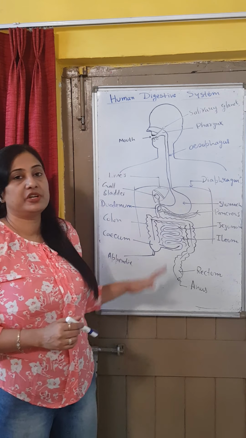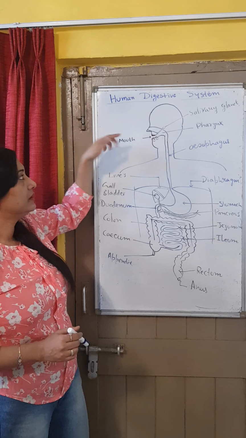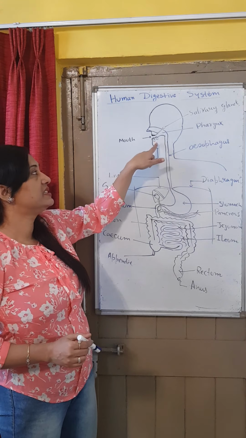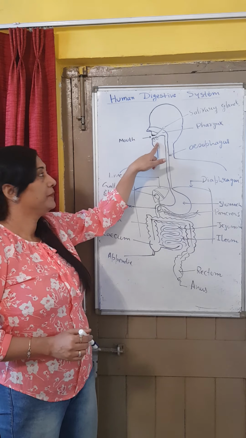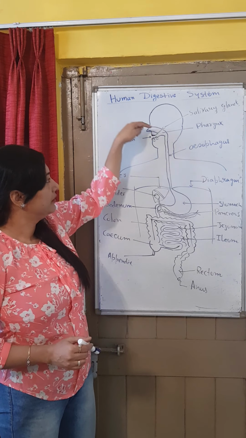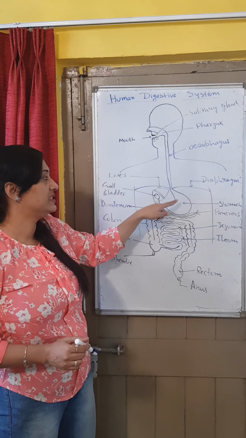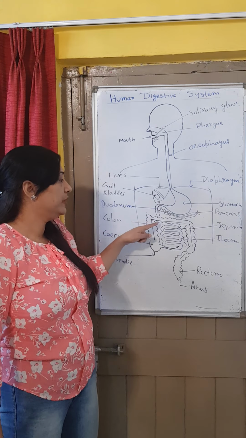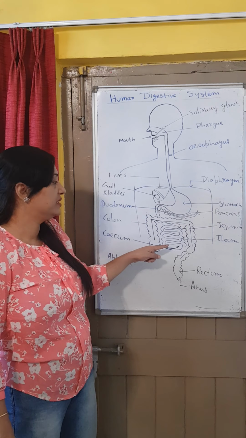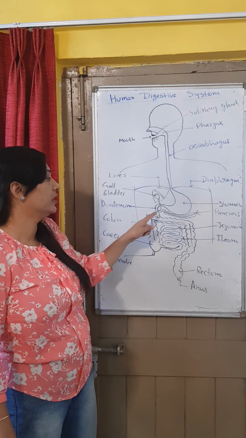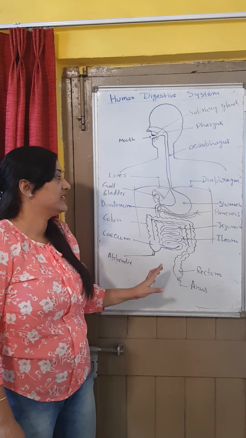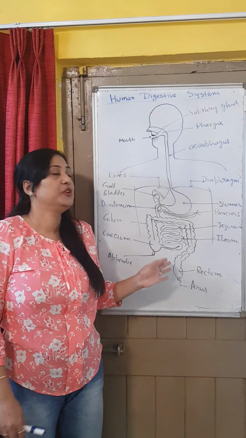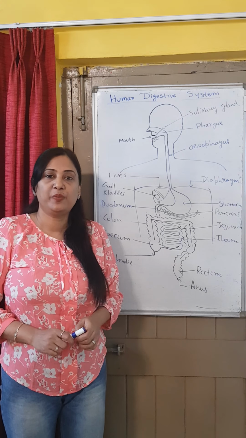Now just a quick revision of the diagram. This is the mouth through which the food gets in. The salivary glands secrete their secretion in the mouth. Then the food goes down through the esophagus, is stored and digested in the stomach, and goes into the duodenum, jejunum and ileum parts of the small intestine. Then it goes to the cecum, colon and rectum parts of the large intestine, and ultimately it goes out through the anus. So this is the human digestive system diagram. Do practice it at home.